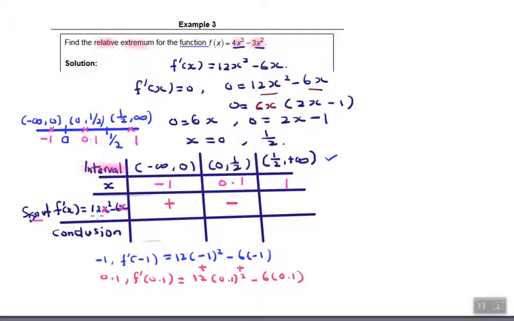Then we substitute 1 into x. We'll have 12 times 1 squared minus 6 times 1, which is 12 minus 6, a positive. As a conclusion, this is a positive gradient, this is a negative gradient, and this is a positive gradient. So the curve shape is like this.